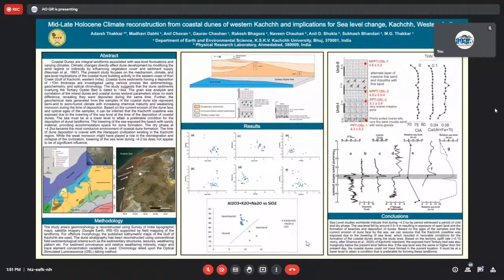So since there are two theories of dune formation, one attributes to a regressive sea regime and one to a transgressive sea regime, here we have gone with the sea regression for the formation of coastal dunes.